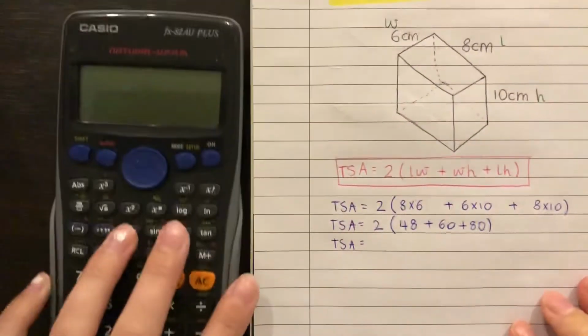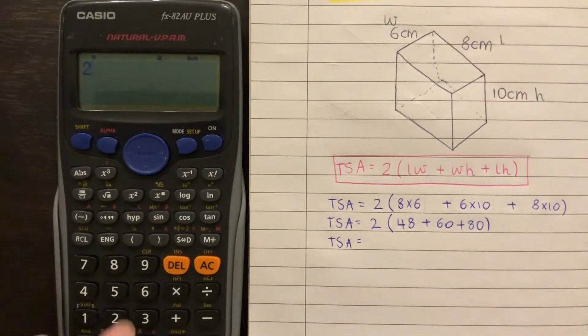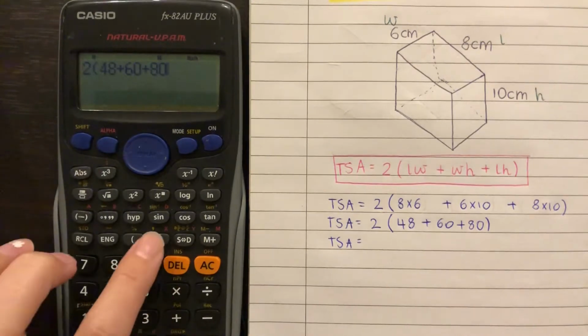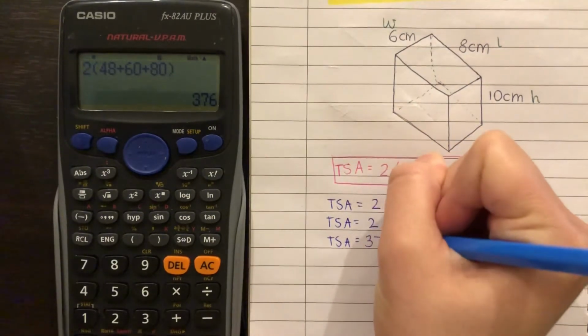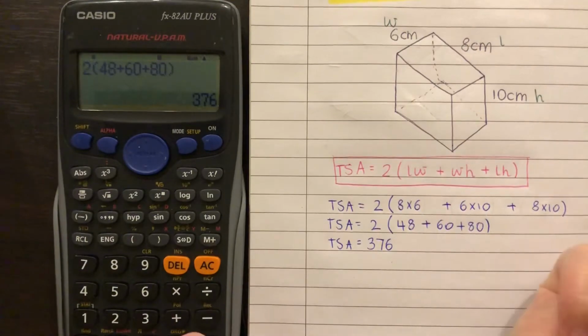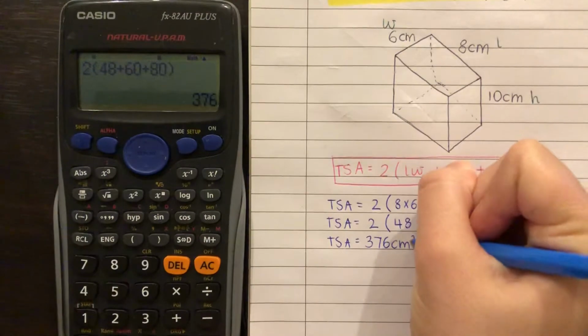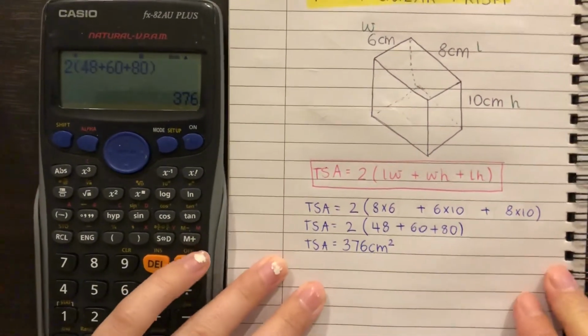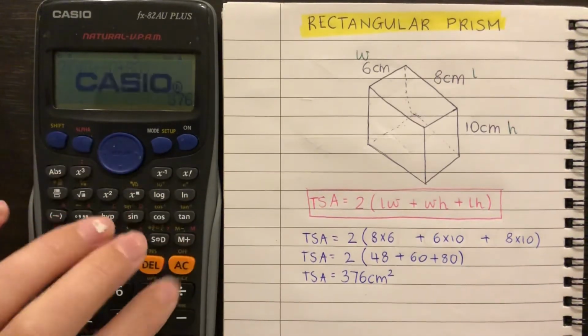Okay, so now I'm going to enter that into my calculator exactly how I see it. 2 bracket 48 plus 60 plus 80, closed bracket, equals 376. Our units are in centimetres, and they are squared because it's area. Okay, so that's how we calculate the total surface area of a rectangular prism.